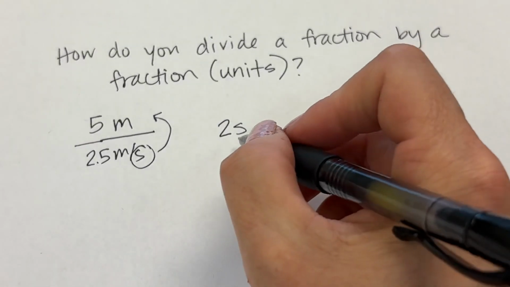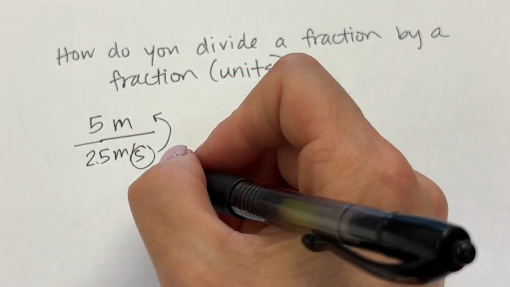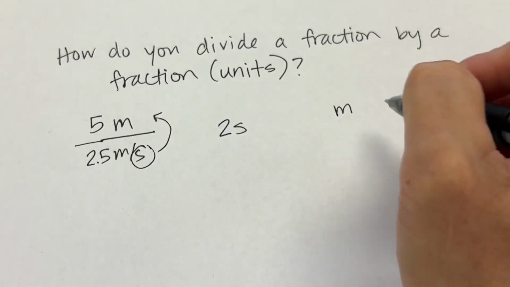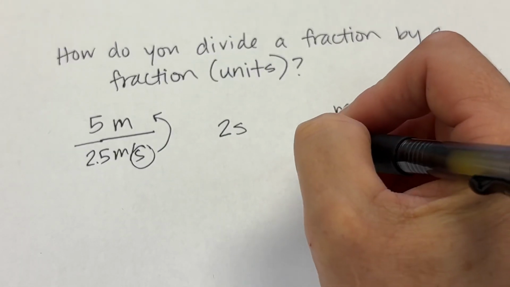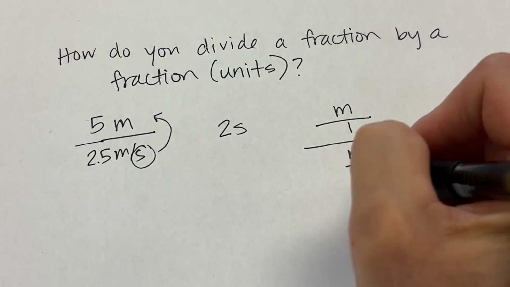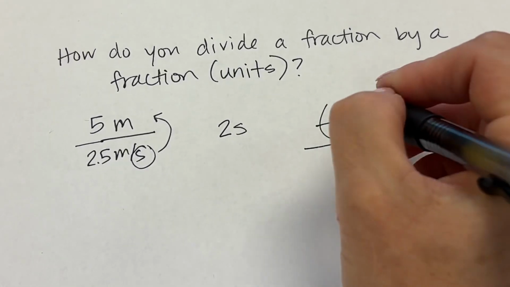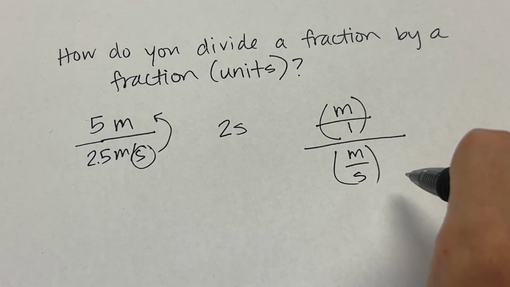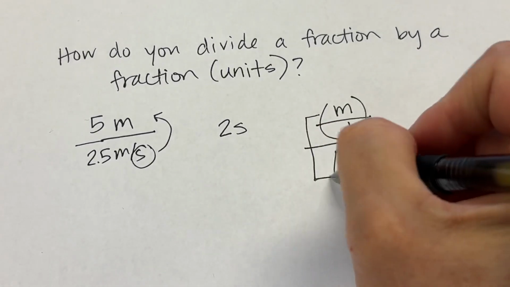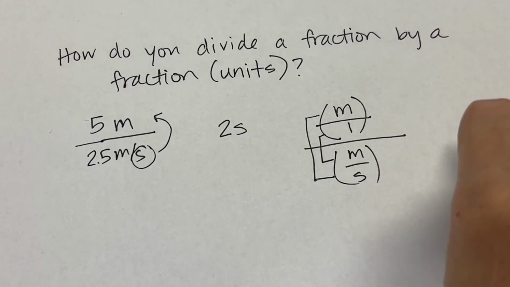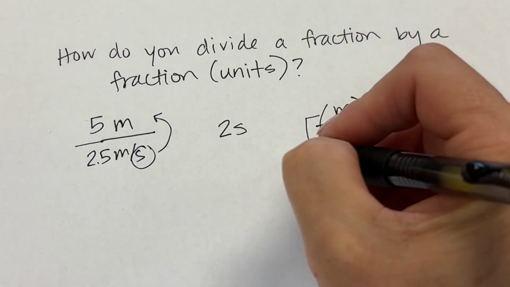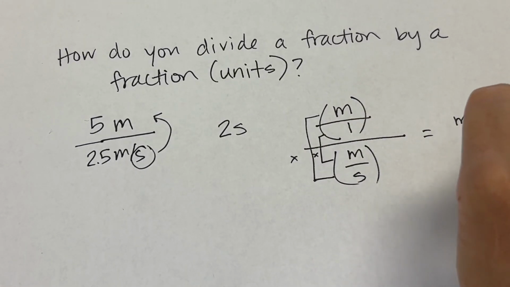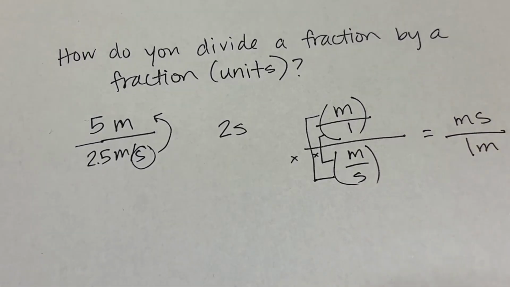However, in order to figure out or prove that meters divided by meters cancels out, you would write meters over 1 divided by meters per second, okay? And this here is a fraction divided by a fraction, okay? When we have a fraction divided by a fraction, we multiply the outside divided by the inside, okay? So you multiply both of them. So you would have equals ms over 1m, okay?